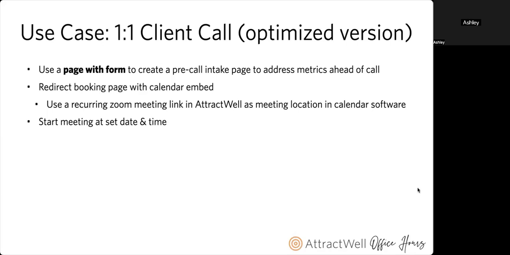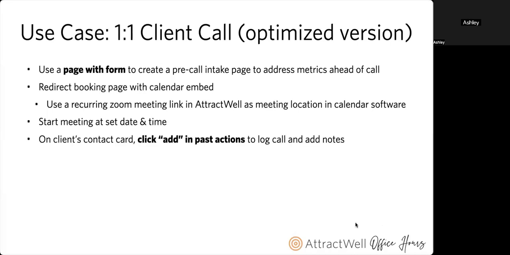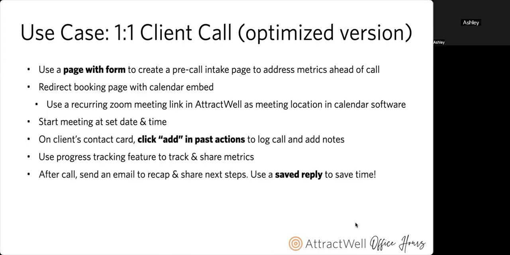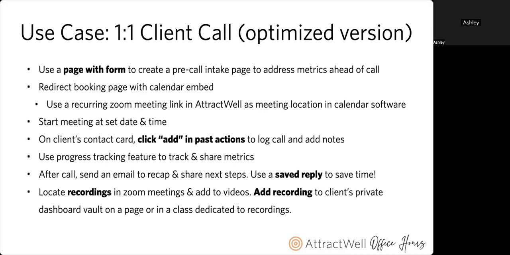From there, you're going to go in and click Start Meeting in Zoom, just like we did in the other version of this workflow. You're going to start the meeting at the set date and time, and then you're going to navigate, just like we did before, to your client's contact card. You're going to click Add in Past Actions to log the call and add the notes. You'll use that progress tracking feature like we discussed previously to share and track metrics. And then after the call, again, use a saved reply to save yourself some time, send an email to recap and share next steps.